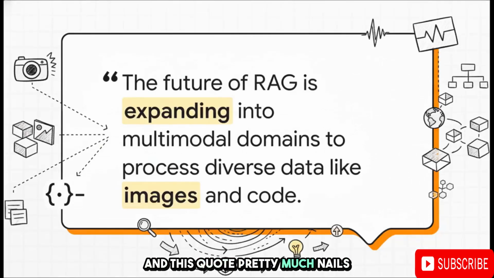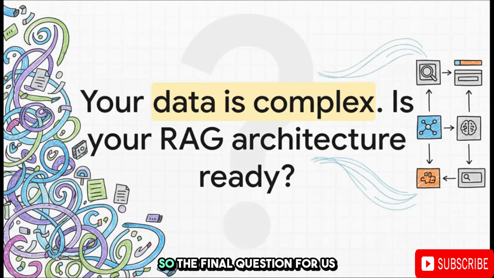And this quote pretty much nails where this whole field is headed. We're moving way beyond just text. The core ideas of retrieval and grounding are being adapted to handle everything: images, videos, even source code, to create these incredibly comprehensive knowledge systems. So, the final question for us as a team is pretty simple. We know our data is complex, we know it's messy, we know it's multimodal. The real question is, is our RAG architecture actually ready to handle it? Let's get to work.